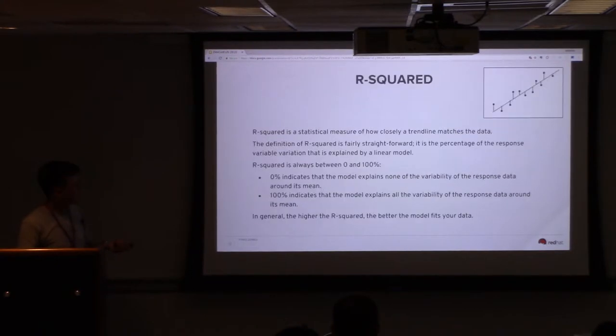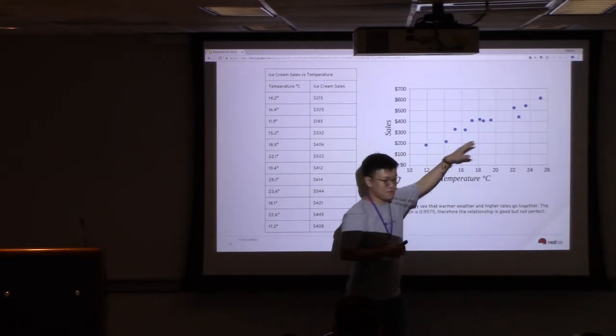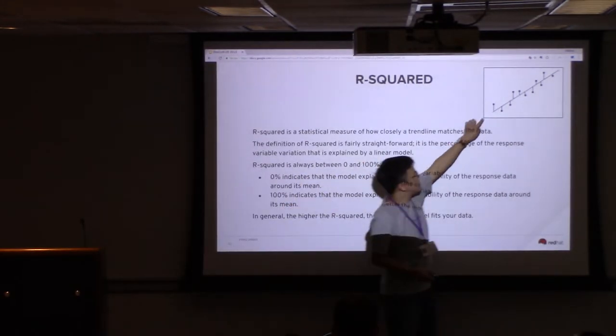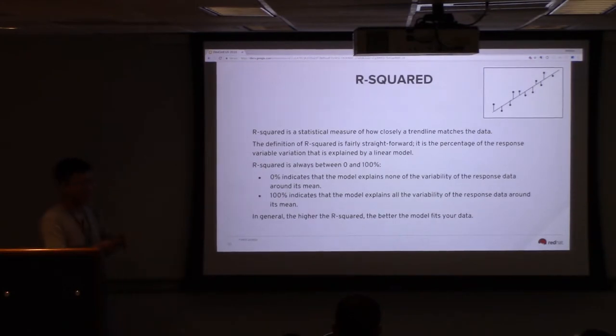So what's R-squared? R-squared is a statistical measure of how closely a trend line matches the data. In this example, if I have the points in the chart, I can get a trend line across the data. The R-squared will tell you how close the data is to the trend line. With R-squared, I can find how well the trend line represents the data trend. If it's very close, the R-squared will be 100%. That means the higher the R-squared, the better the model fits your data.